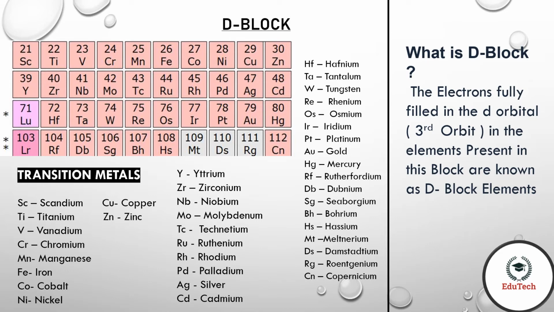We don't need to study all. We just want to know from atomic number 21 to atomic number 30. It is the most important thing in this D block elements.